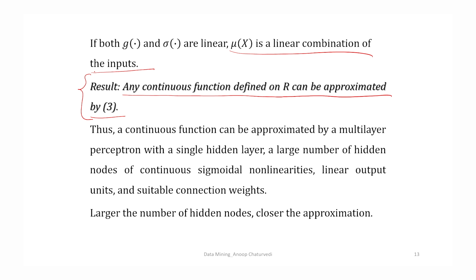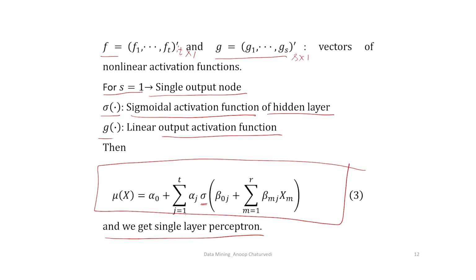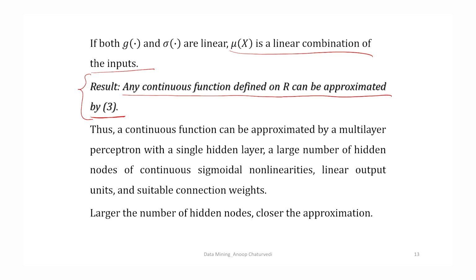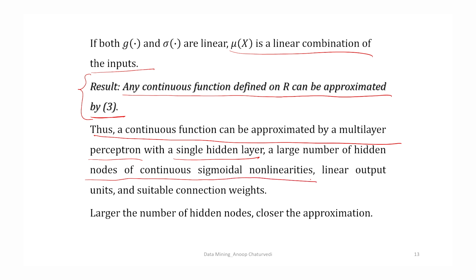Now, I am giving you a statement of this result without proof. Say any continuous function defined on R can be approximated by equation 3. So, you can use this equation to approximate any continuous function. So, thus a continuous function can be approximated by a multi-layer perceptron with a single hidden layer, a large number of hidden nodes of continuous sigmoidal nonlinearities, linear output units and suitable connection weights.